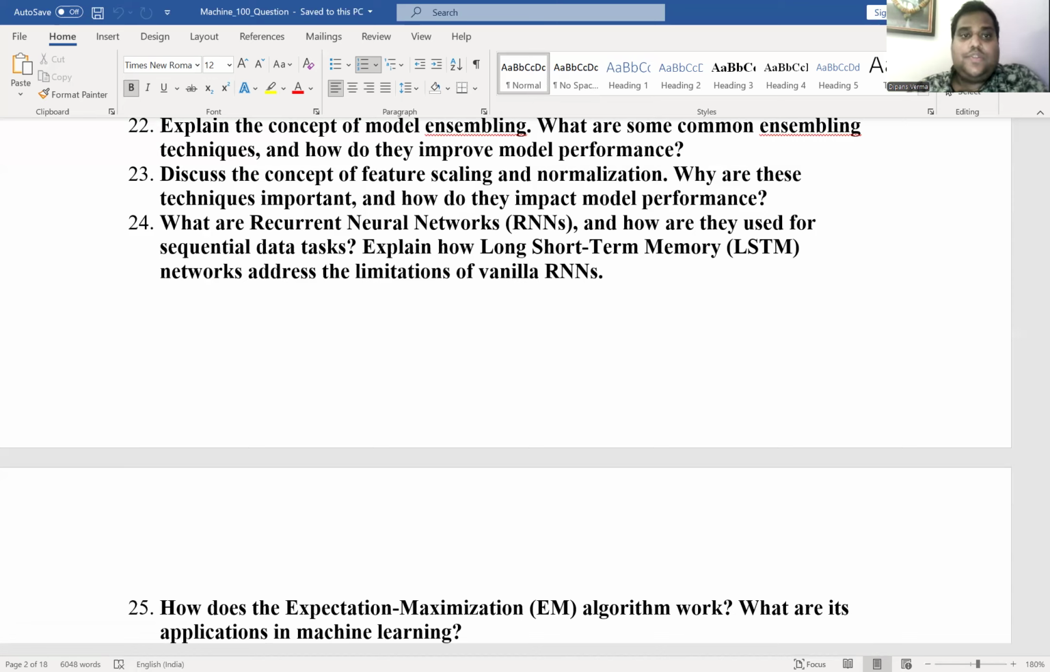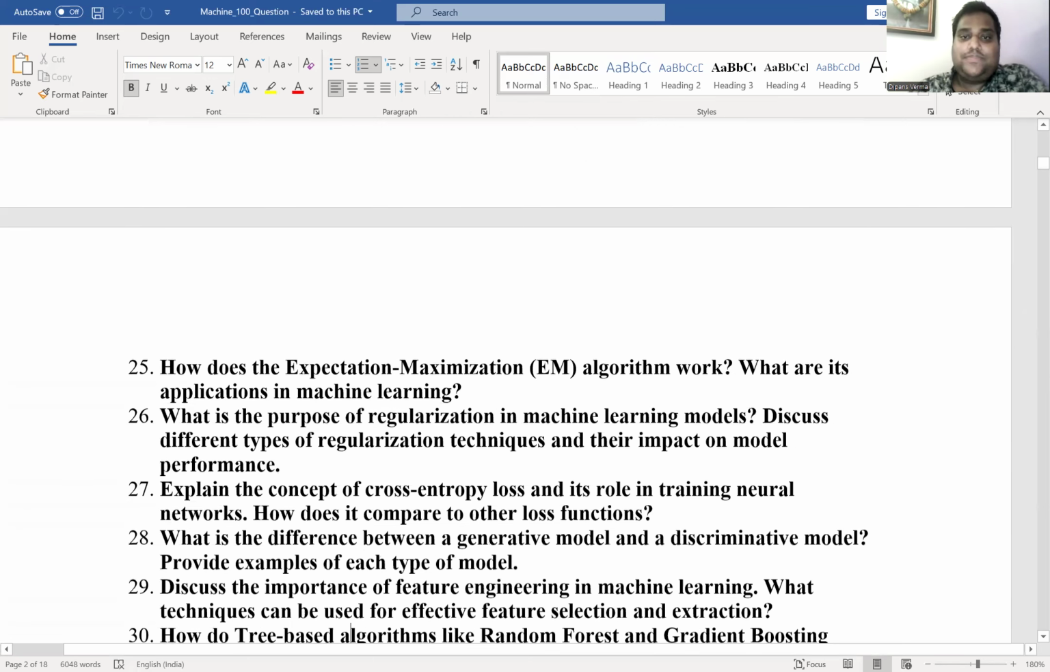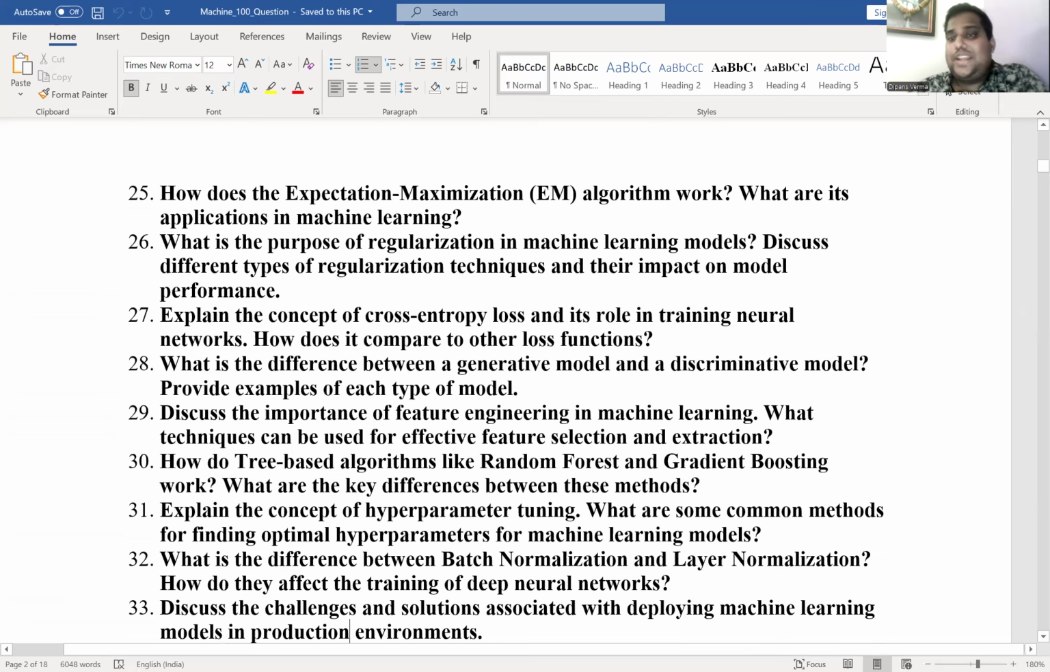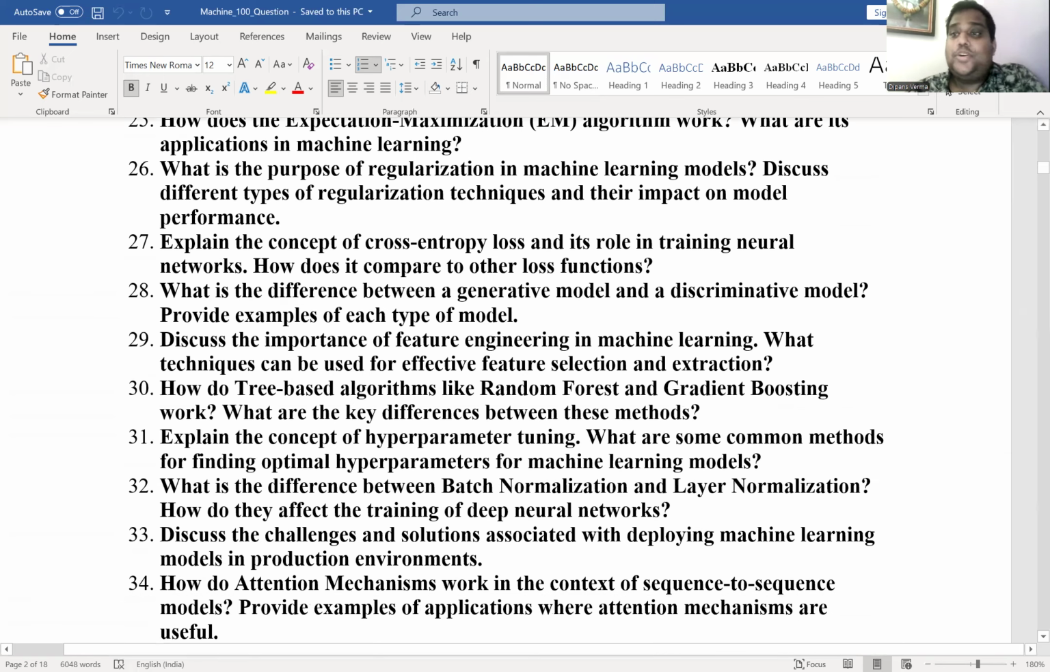So how they are used for sequential data tasks, like LSTM is a very important task. Then expectation maximization, EM, the purpose of regularization in machine learning, and then you can consider cross entropy loss. That is also a very important point, right? So you can consider generative model and discriminative model as well. You can consider the importance of feature engineering in machine learning, and what techniques we can use for effective features.